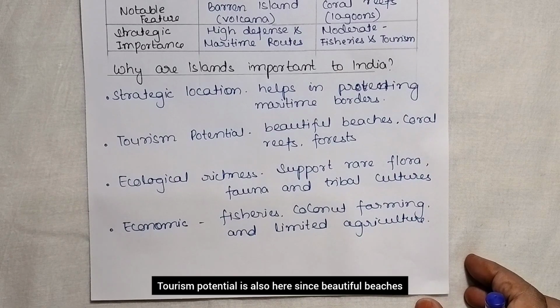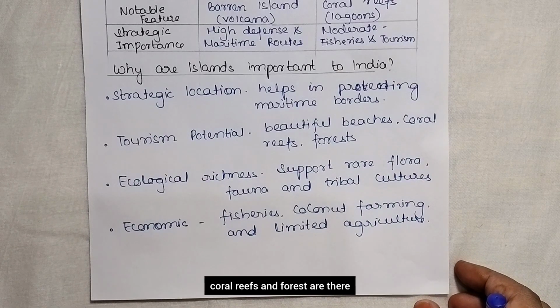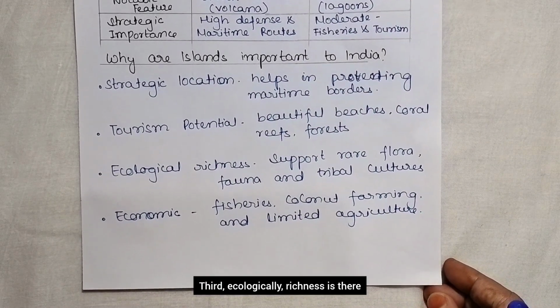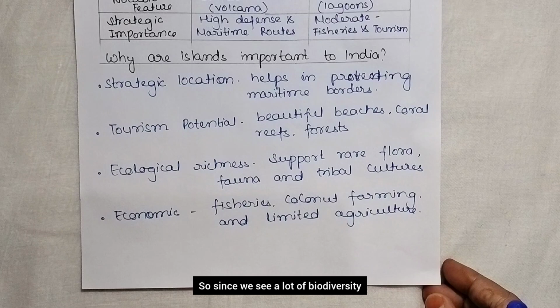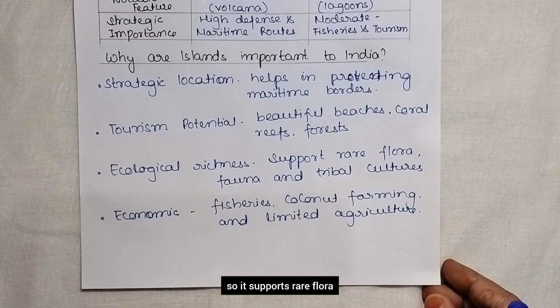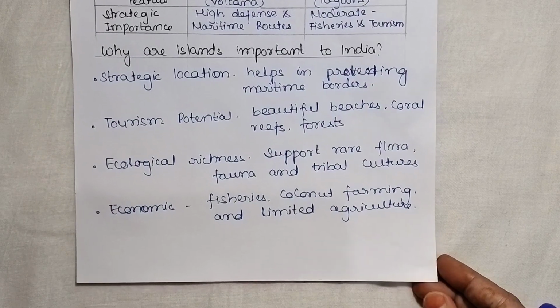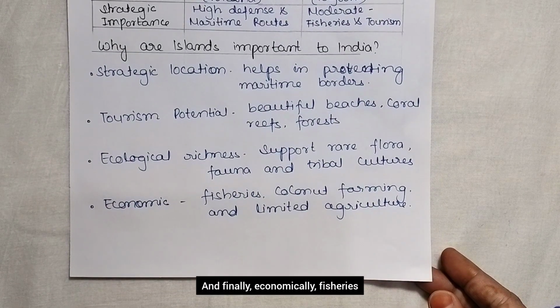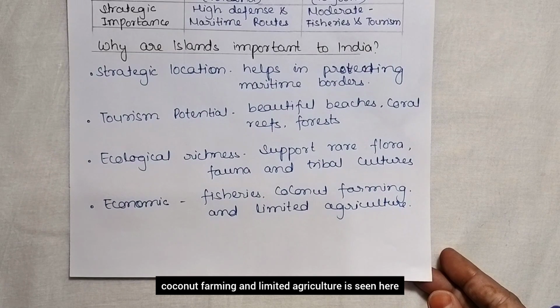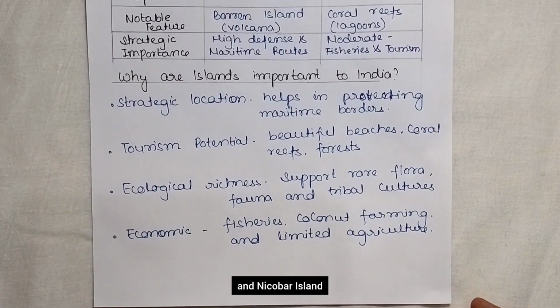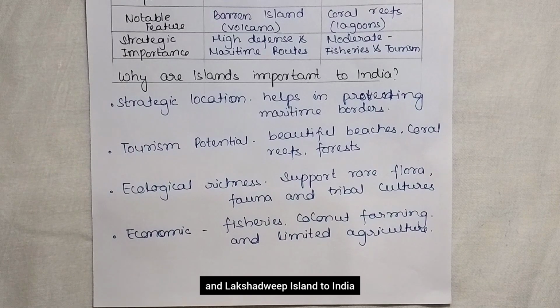Tourism potential is also here since beautiful beaches, coral reefs and forests are there. So these two islands have tourism potential also. Third, ecological richness is there. Since we see a lot of biodiversity, it supports rare flora and fauna and tribal culture. So this attracts tourists also, right? And finally, economically, fisheries, coconut farming and limited agriculture are seen here. So this is the importance of Andaman and Nicobar Island and Lakshadweep Island to India.